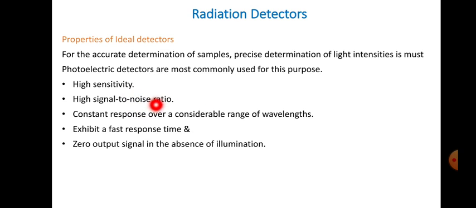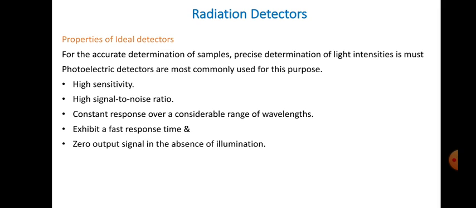Noise is something which we do not require, and the signal is the kind of information which is coming from the analyte. So when we take the signal to noise ratio, it should be high. The detector should give the signal in such a way that the signal to noise ratio is high.